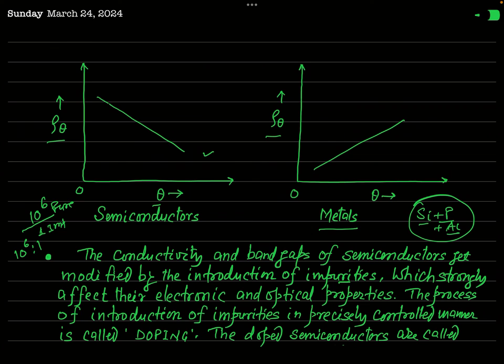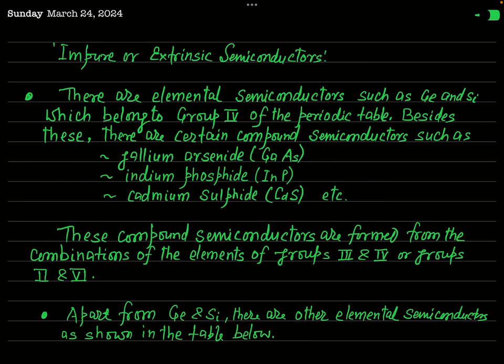You can see the conductivity and band gap of semiconductors get modified by the introduction of impurities, which strongly affect their electronic and optical properties. The process of introduction of impurities in a precisely controlled manner is called doping. And the doped semiconductors are called impure or extrinsic semiconductors. It is also called a doped semiconductor.